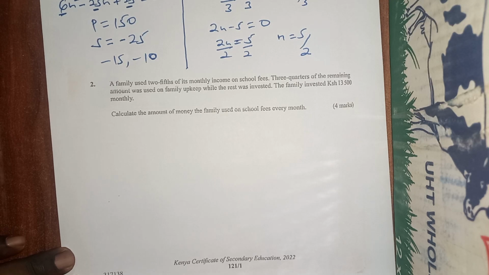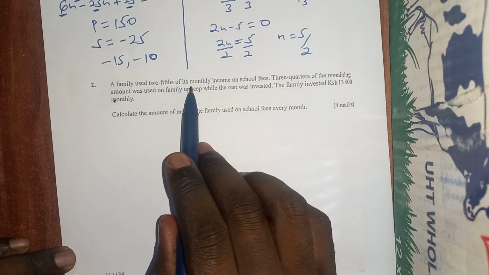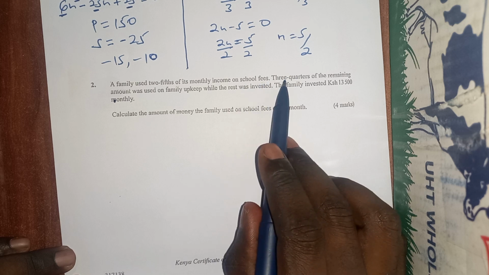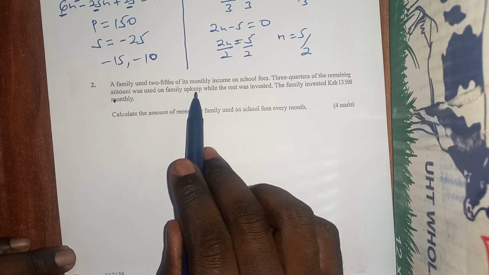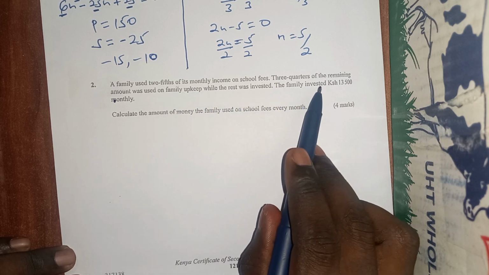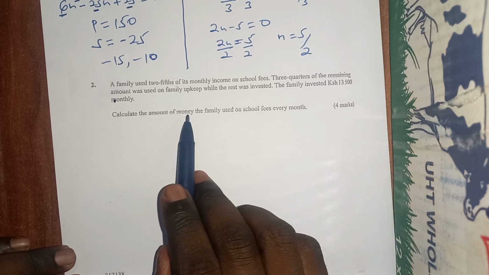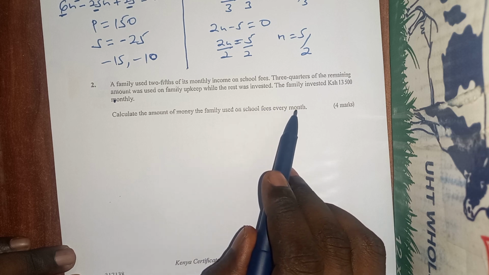KCSE November 2022, question number 2. A family used 2/5 of its monthly income on school fees. 3/4 of the remaining amount was used on family upkeep, while the rest was invested. The family invested 13,500 monthly. Calculate the amount of money the family used on school fees every month.